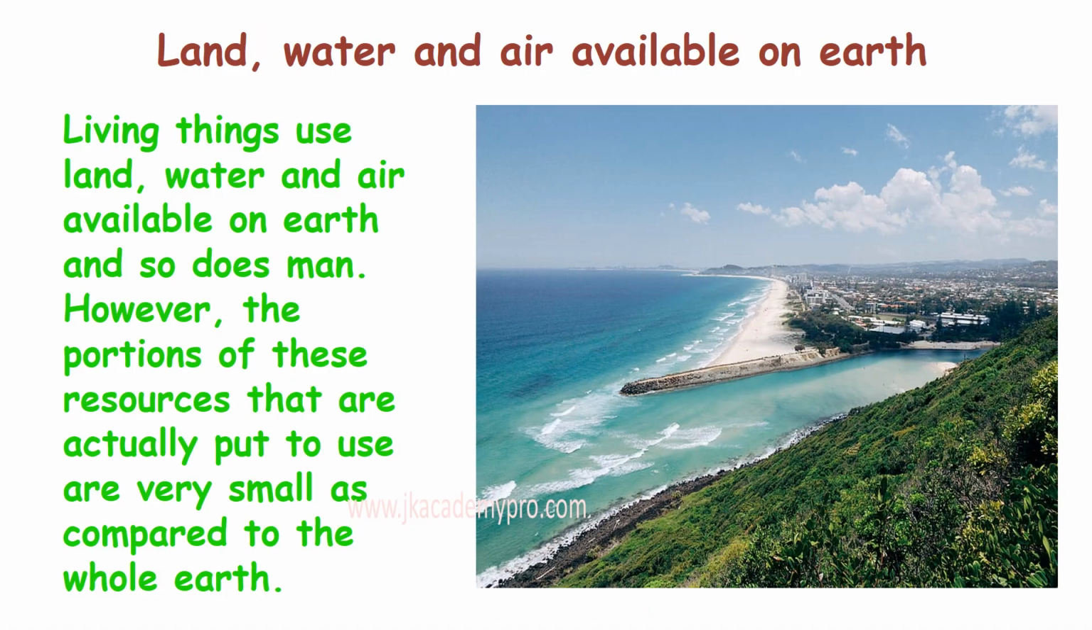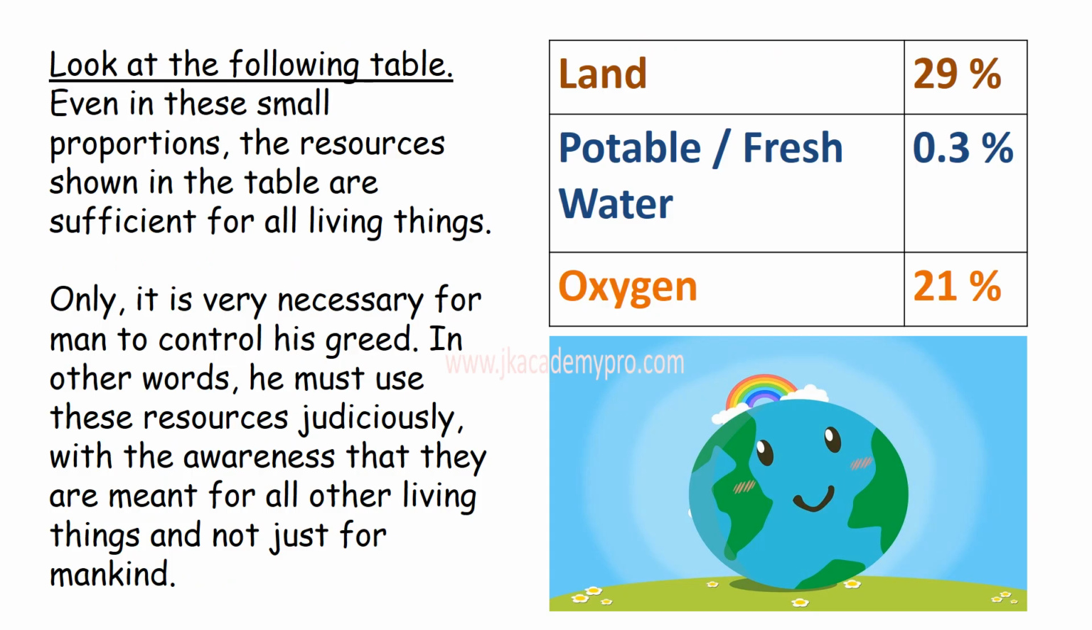Land, water, and air available on earth. Now, living things use land, water, and air available on the earth, and so does man. However, the proportion of these resources that are actually put to use is very small as compared to the whole of the earth. It means our whole earth is so huge and it's filled with natural resources. Whatever natural resources we are using is a very small proportion of whatever is available. Now look at the following table.